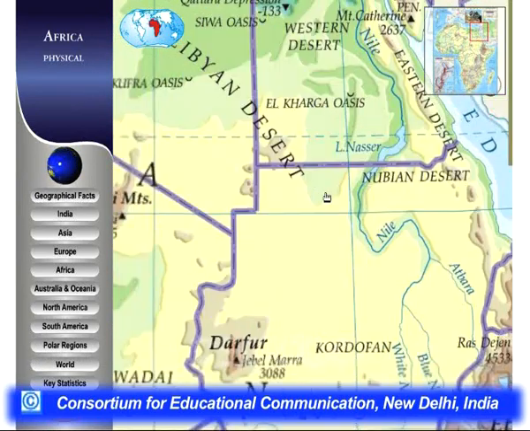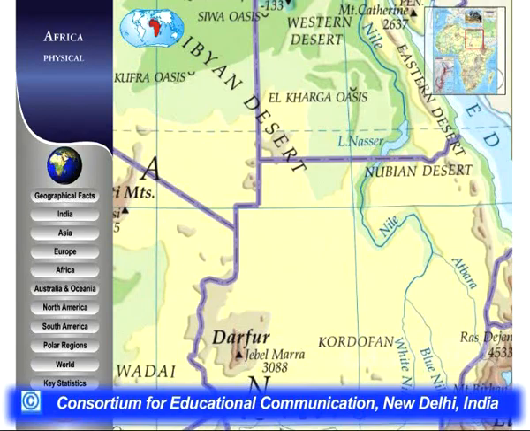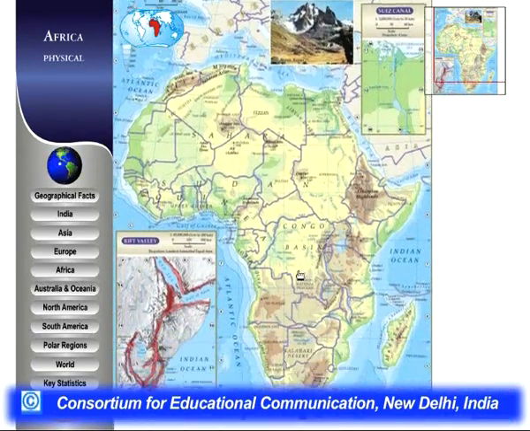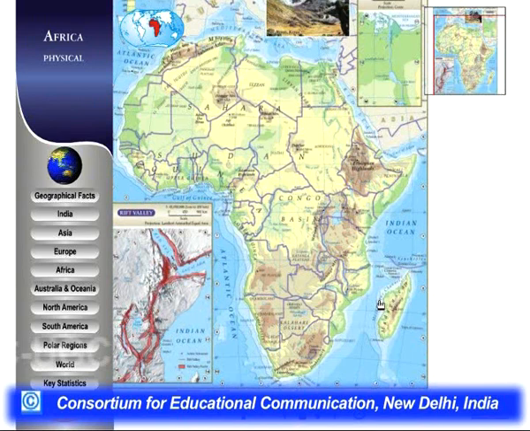Now, in the physical map, another important point I'd like to share with you is that Africa is known for its lakes. And friends, there are different kinds of lakes. Lakes which are formed in the crater of a volcano are known as caldera lakes. So we have discussed Lake Victoria, Lake Kyoga and Lake Tana as caldera lakes.